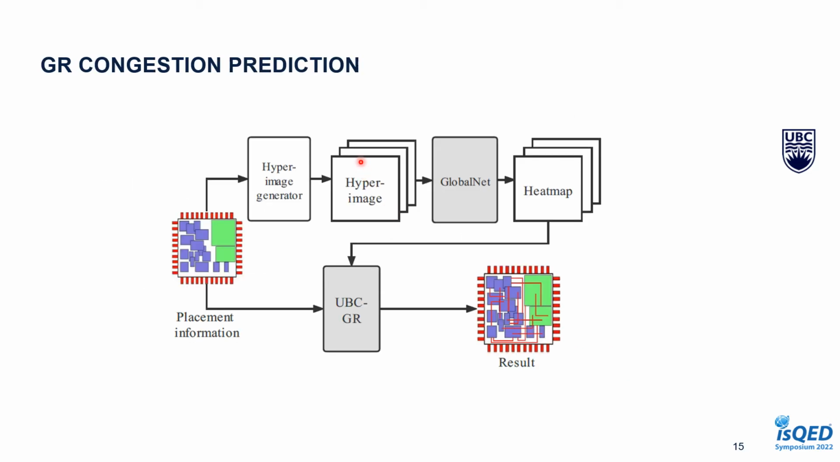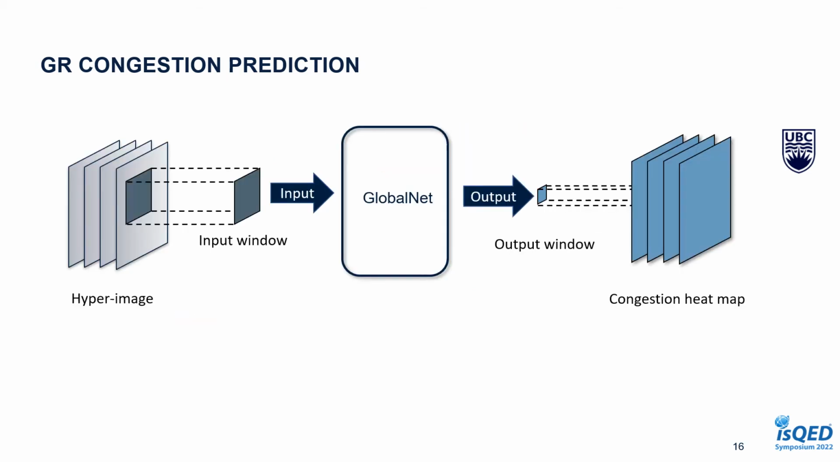Now we have a hyperimage, and what we are going to do next is that we want to predict the congestion based on the hyperimage. We used a convolutional neural network to do the prediction. But one problem about CNN is that the input size and the output size are preset, but the size of hyperimage and congestion heatmap are not.